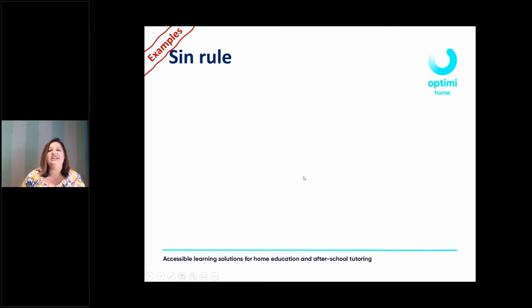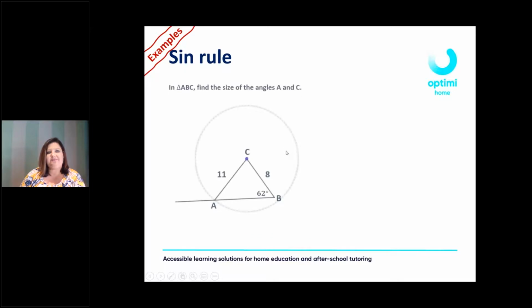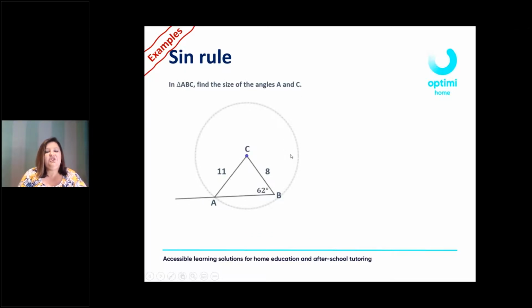All right. So let's go and see how we are going to use it and how it can be asked. They say, in triangle ABC, find the size of angles A and C. Right, we said we want two sides and a non-included angle. So luckily, angle B is not included. Do you see I don't have the other side over here? So I have a side over here, a side over there, and an angle which is not included.